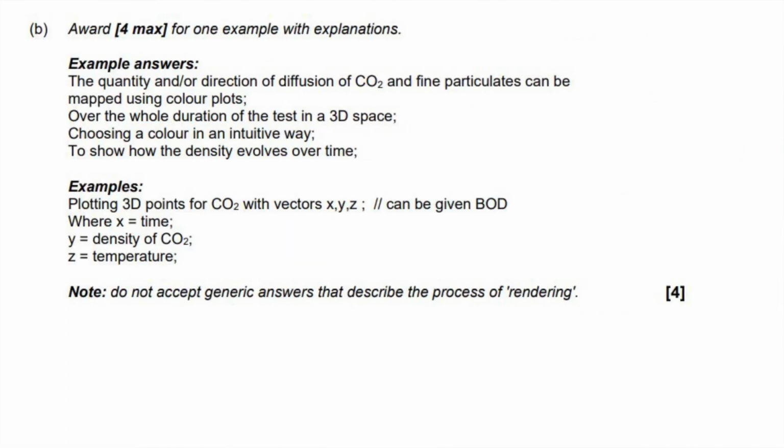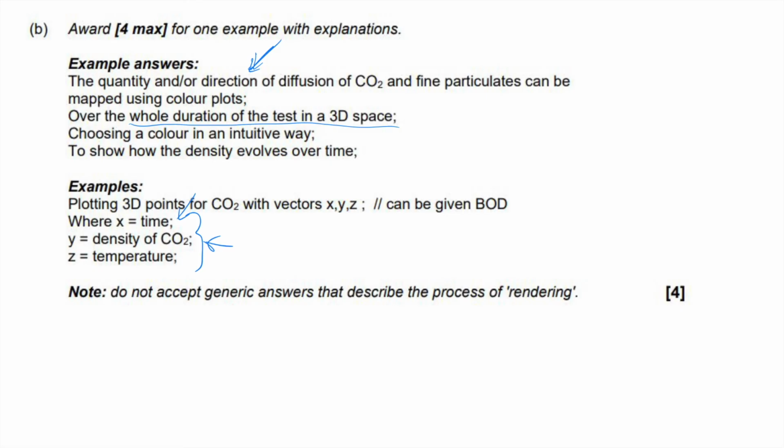And if you look at the mark scheme, we can basically show the quantity and direction of the CO2, the diffusion of CO2, the CO2 moving outwards over the whole duration of a test. So we basically have quantity and direction, and those are 2 dimensions that we can show over time, which is our 3rd dimension. That's kind of shown here. X equals time, Y equals density of CO2, and Z equals temperature. Although here our 3rd dimension is temperature instead of something like direction. The point is we basically have 3 different variables that we want to show, and therefore 3D visualization is the answer in this case.